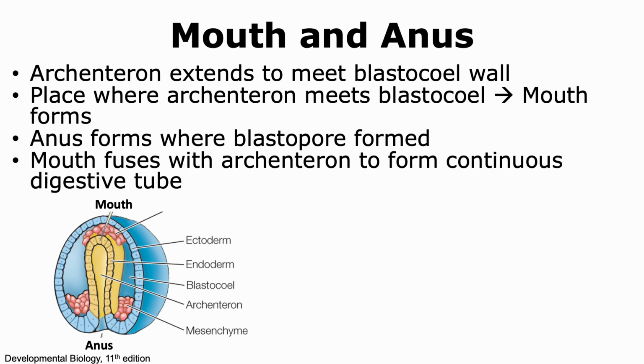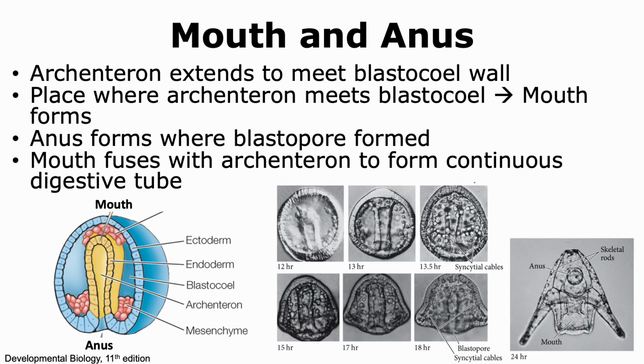Now, the mouth fuses with the archenteron to form a continuous digestive tube, and once that continuous digestive tube is formed, the digestive organs can start forming. This whole process is actually shown in the black and white figures also, where we can see the extension of the archenteron and the place where the archenteron meets the blastocele. Ultimately, through other kinds of cellular movements and proliferation, the continuous digestive tube is formed and we will have the formation of the digestive organs.